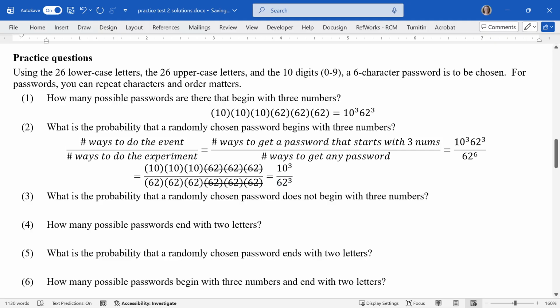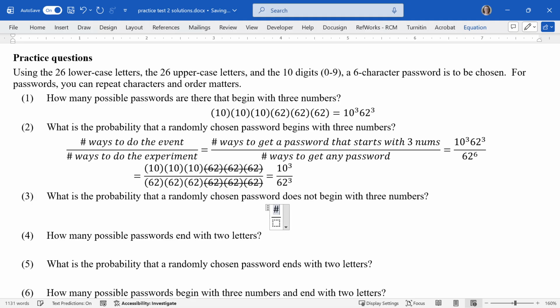Okay, the next one, what is the probability that a randomly chosen password does not begin with 3 numbers? Now, the event is not beginning with 3 numbers. So I want to put on top number of ways to get a password.